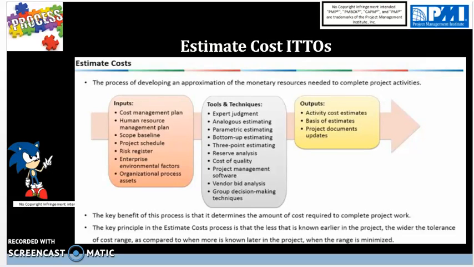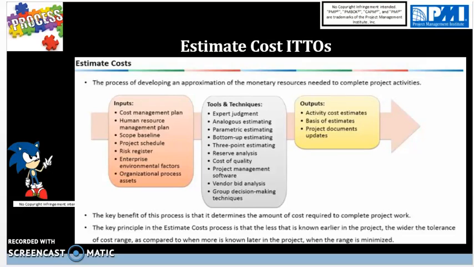Parametric estimation is an estimation technique that utilizes statistical relationships that exist between a series of historical data and other variables, such as square footage in the case of a house. So we'll see typically for houses they have cost per square foot. So that's basically an example of parametric estimation.